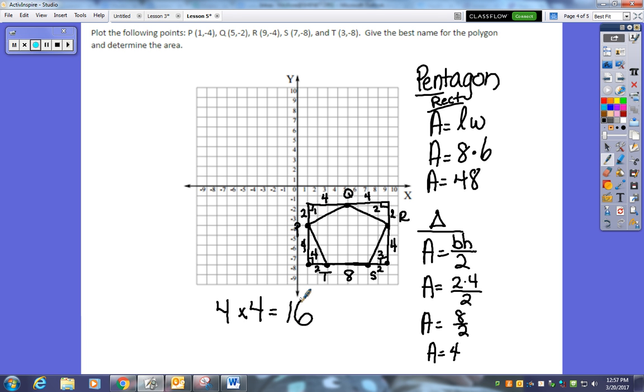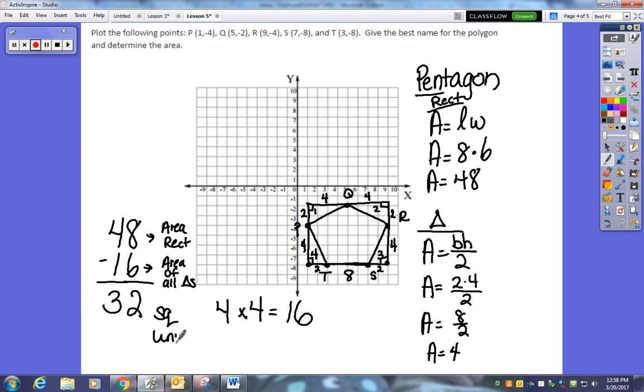Then I'm going to go ahead and subtract that 16 from the 48. So this is the area of our rectangle, and this is the area of all the triangles. And when we do that, we get 32 square units.